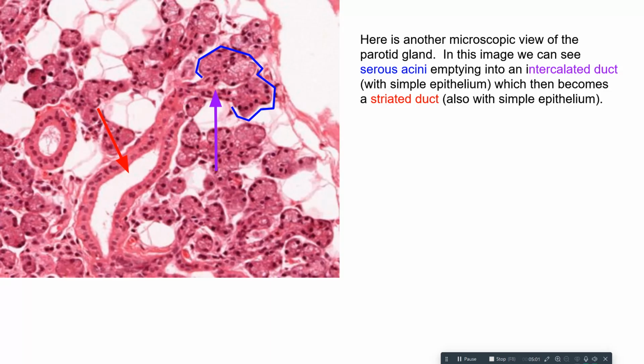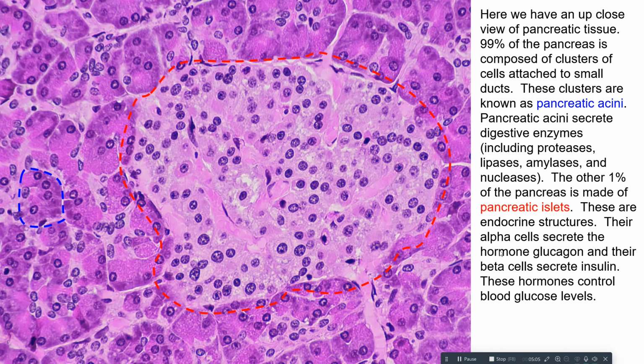We never do enough histology. Let's keep going and let's talk about the pancreas. The pancreas is primarily made of this purple stuff out here. And these are pancreatic acini. So again, a little cluster of cells is an acinus. The word acinus means grape or berry, like the fruit.